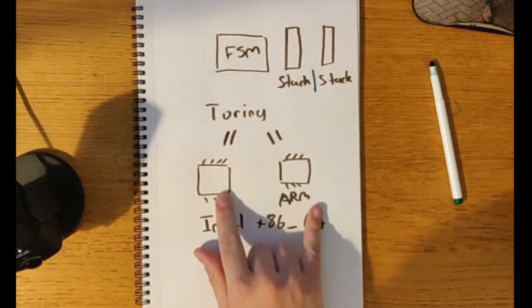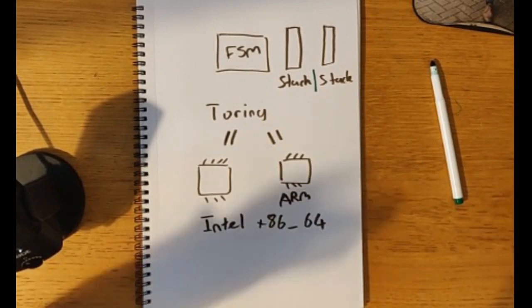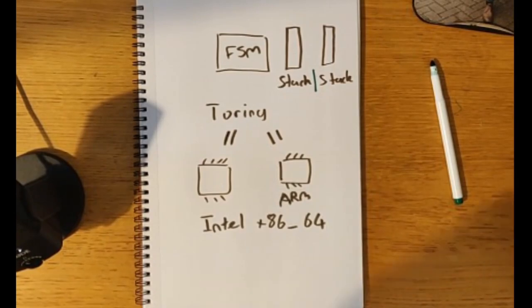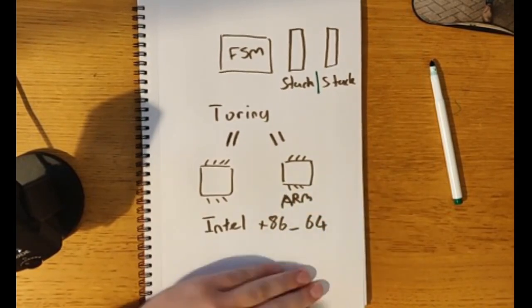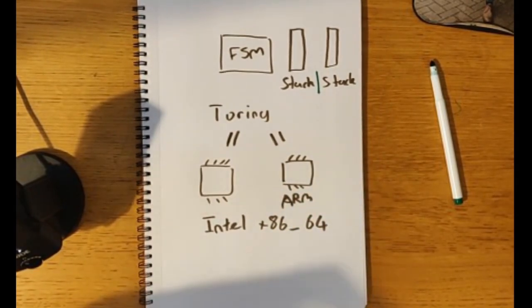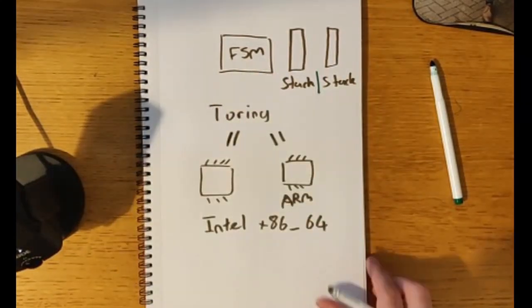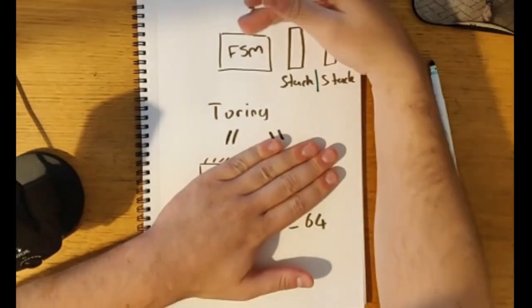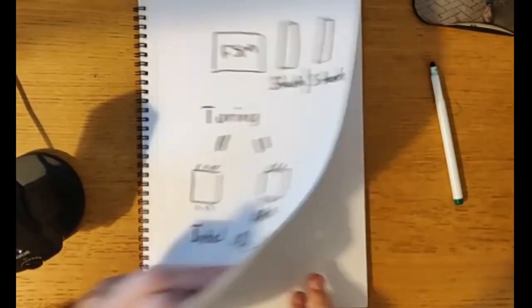Now, the difference between them decreases over time, and it's really hard to tell in some circumstances, but that's for people like Intel and ARM to fight out. But I always find that a really interesting thing. So there's this idea that no matter what type of processor we build, they can only ever solve the same problems as the other processors, if they are initially Turing complete, if they are equivalent to a Turing machine.